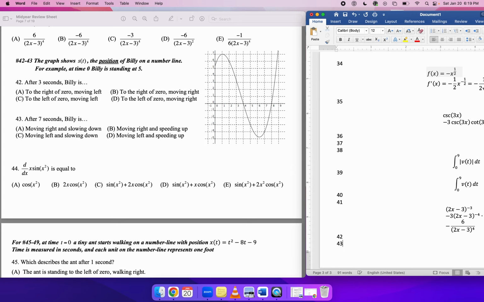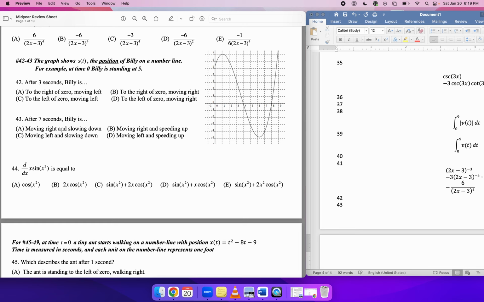Number 43. After 7 seconds, Billy is, it's asking about which direction he's moving and whether he's speeding up or slowing down. So if we look at 7 seconds, it looks like the velocity, which is the derivative of this function, is positive, which means he's moving to the right. Okay, so that's either A or B. So is he speeding up or slowing down?